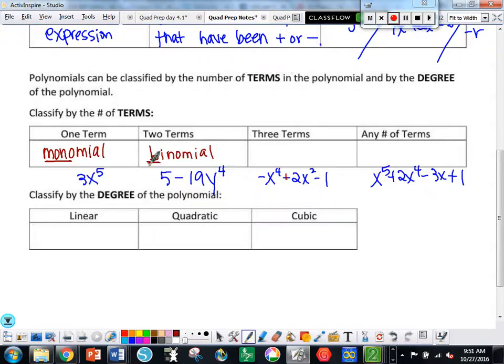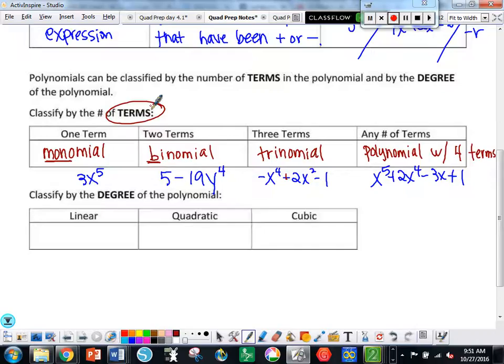That prefix means 2. 3 would be trinomial. And there are probably words to define 4, 5, 6, 7. But beyond 3, you're just going to call it a polynomial with 4 terms, polynomial with 5 terms, polynomial with 6 terms. You're not going to memorize the special names. You only need to know those 3: monomial, binomial, and trinomial. And this comes from the number of terms.